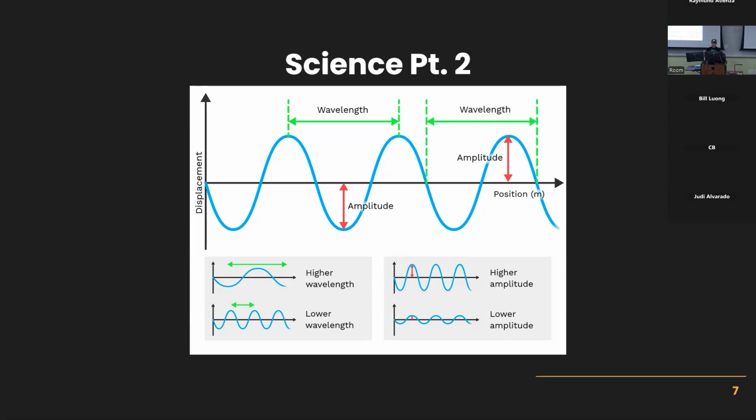Wavelength, in this case, in the first instance, starts at a crest, but it would be easier to say that it's just a repeating pattern. So once the second crest, or the top of the wavelength, comes around, then the pattern stops and begins again, and that is your wavelength.